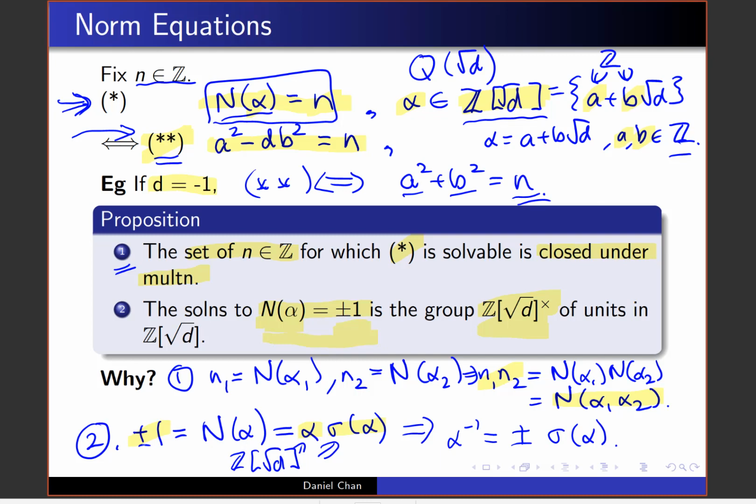So in this slide, we've looked at the notion of a norm equation. And these norm equations, the solutions are quite nice. Firstly, if you want to say for which integers n you can solve this equation, well, this set is closed under multiplication. And if you look at the very special case where the norm is equal to plus or minus 1, the set of solutions is a group. So there's extra structure which will help you, for example, find more solutions, and also means that you can often use structure theory of abelian groups to describe the solution.